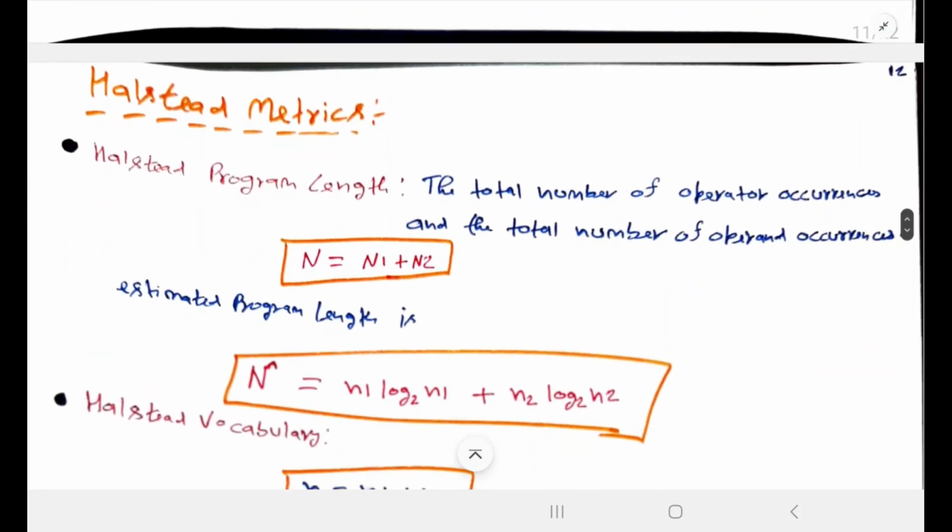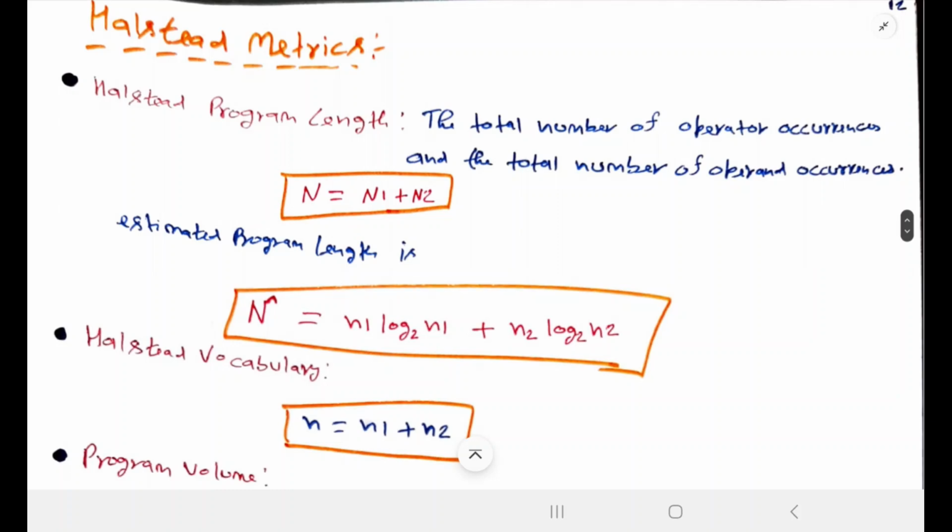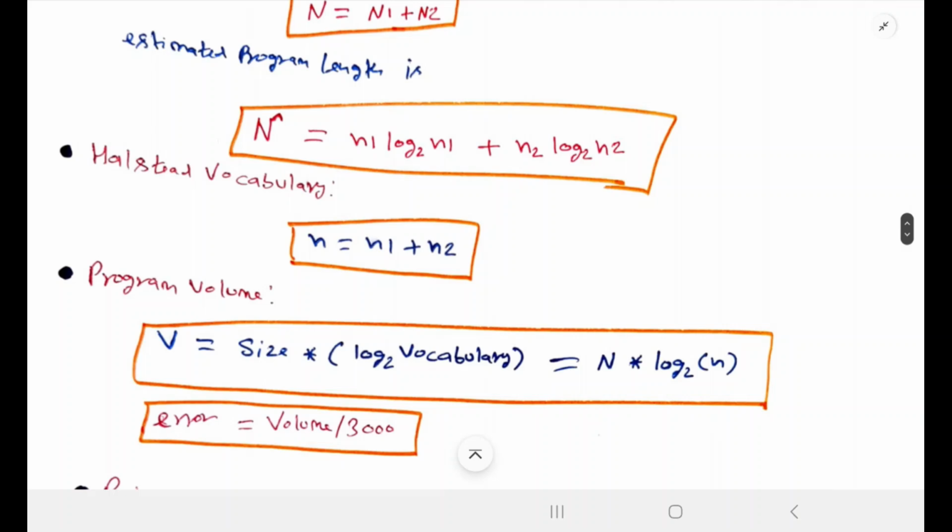So let's start with the Halsted matrices. Halsted program length will be the total number of operands and total number of operators in any program. This will be n equal to n1 plus n2. The estimated program length is n cap equal to n1 log 2 n1 plus n2 log 2 n2. These are the well defined scientific formulas provided by Maurice Halsted. The Halsted vocabulary n will be n equal to n1 plus n2.